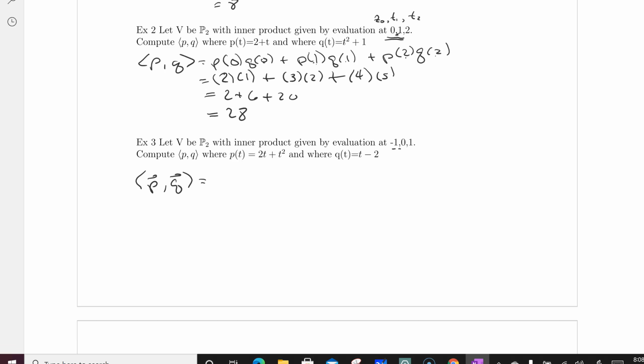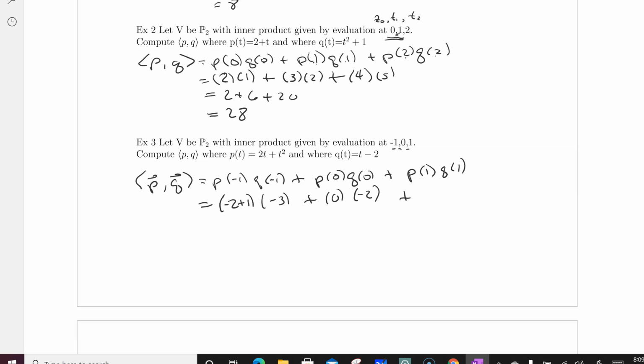So again, I've changed the T values. P of negative 1 times Q of negative 1 plus P of 0 times Q of 0 plus P at 1 times Q at 1. All right, so doing some evaluation, negative 2 plus 1, and then putting negative 1 into here, I get a negative 3, plus, this gives me a 0, and that's a negative 2 plus, that'll give me a 3 times a negative 1.